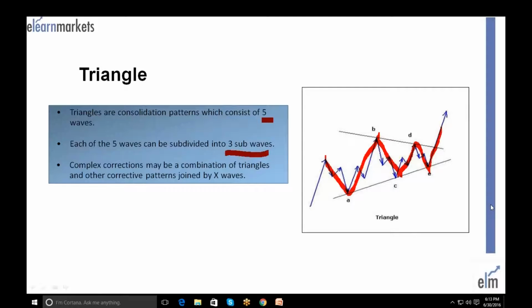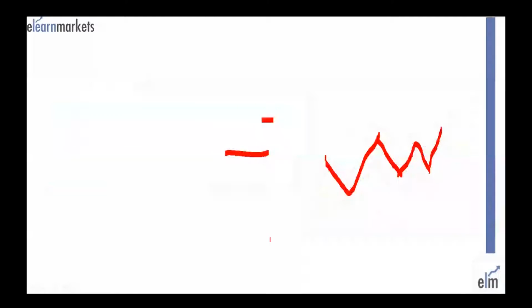Send in your email address if you want the PDF. Conrad, are you talking about the Nifty chart which I was showing? Triangles can also occur in wave B, right? Yes, Rain, they can.